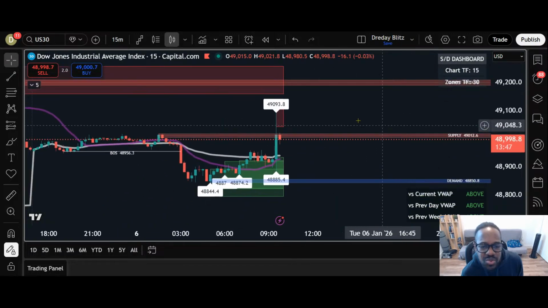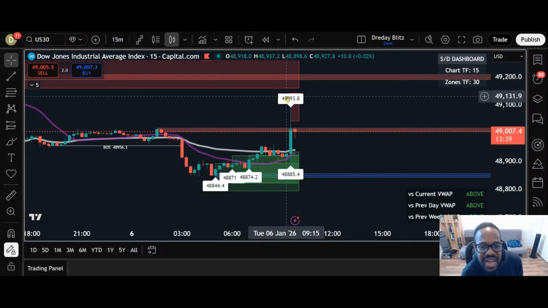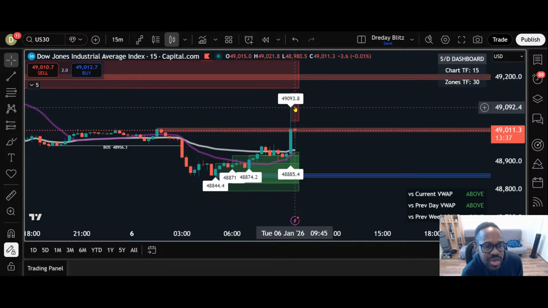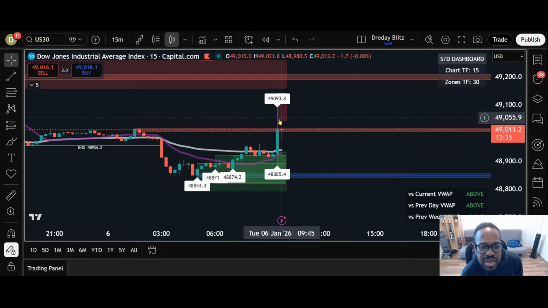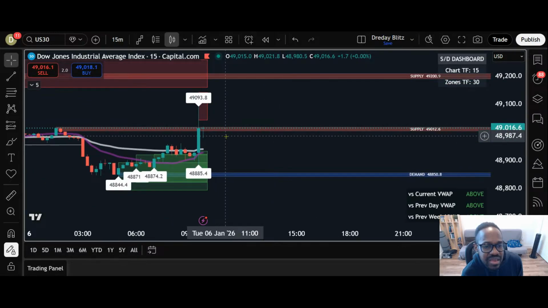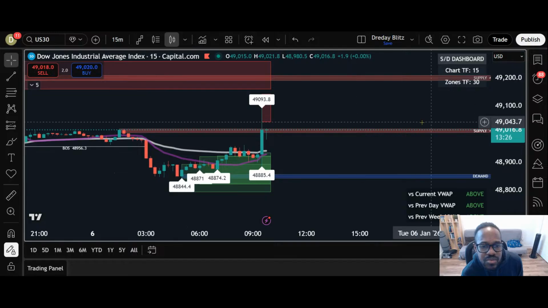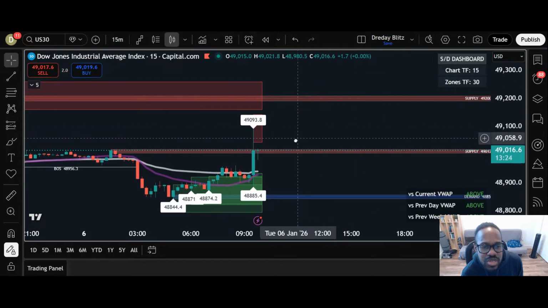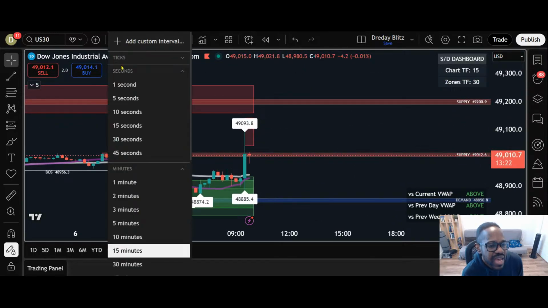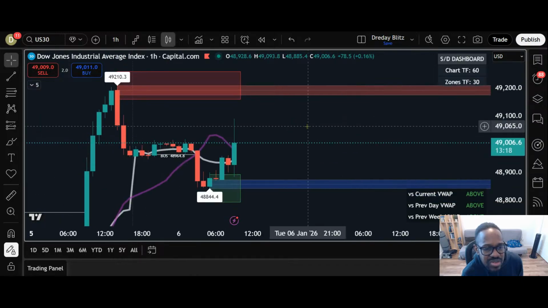So as you can see, we went up to this level. We passed the level here. We created a new pivot point, and we have that supply zone back in, and we'll see exactly if it's gonna reach to the upside. Let's look at the 1 hour and see exactly what to expect.